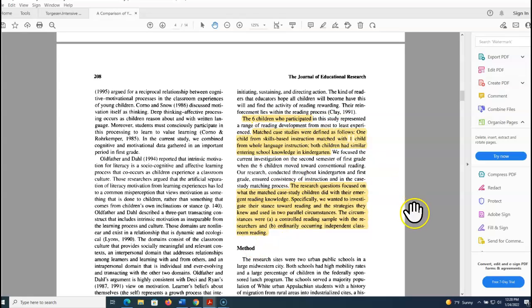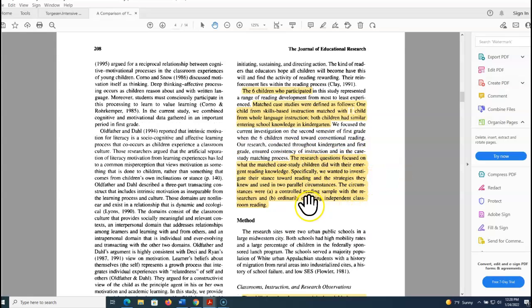Now, 6 children participated. Okay, that tells me it's going to be more qualitative. There are some quantitative, some numbers, but it's an understanding kind of study, not a supporting a hypothesis type of study. Matched case studies mean they try to put similar students in different groups. If they had a skills-based and a whole language classroom, they'll put students of similar abilities in each one. They'll match the students. So I'm guessing 3 and 3 were similarly matched.